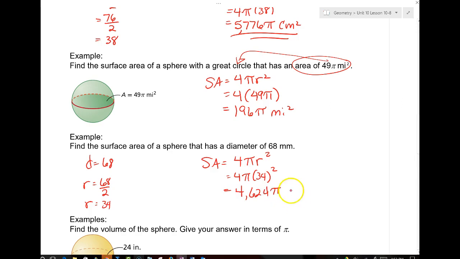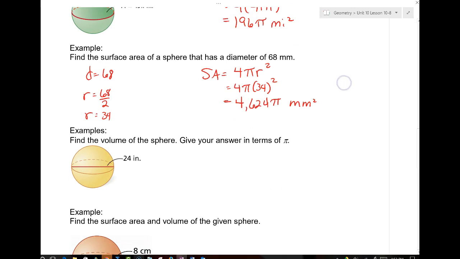Notice I didn't tell you which one. If I don't tell you, give me exact form. So 4,624 pi square millimeters. Kind of large, but we can handle that. Okay, that's how easy this is. At least I feel like it's kind of like working with cones after working with everything else, right? So much easier.